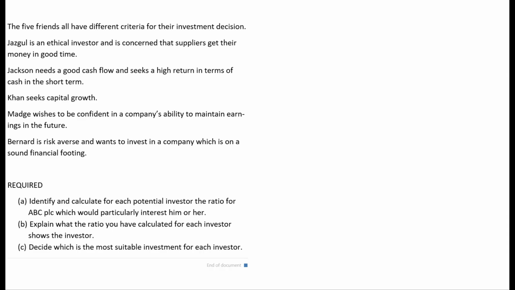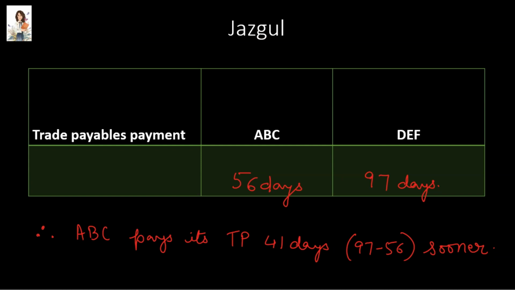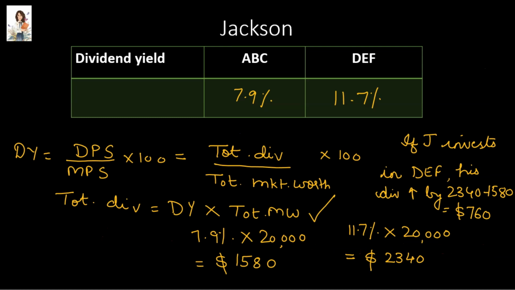Now that we have seen what the ratio we have calculated for each investor shows the investor, we have completed part B. We can move on to part C, where we have to recommend to the investor which company they should invest in. ABC pays its trade payables sooner, so Jazgul will invest in ABC PLC. Jackson will earn a higher return on investment in DEF, so he will invest in DEF PLC.